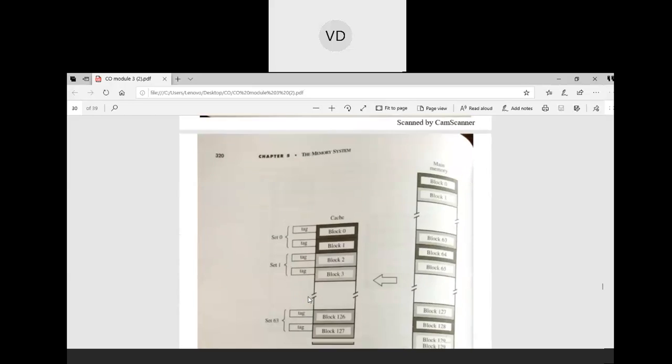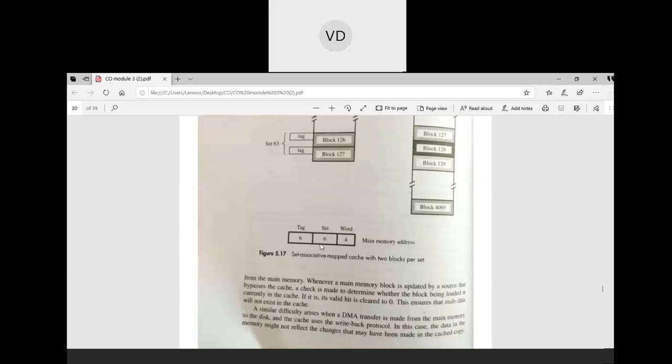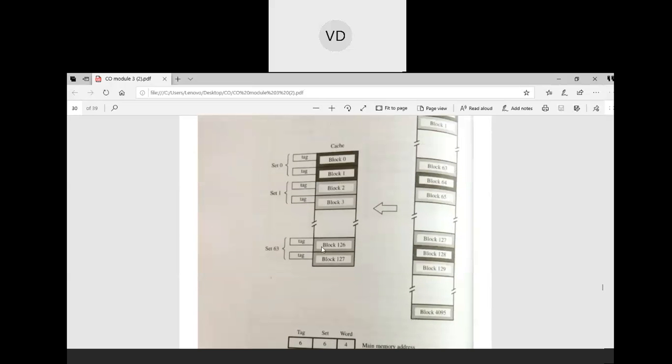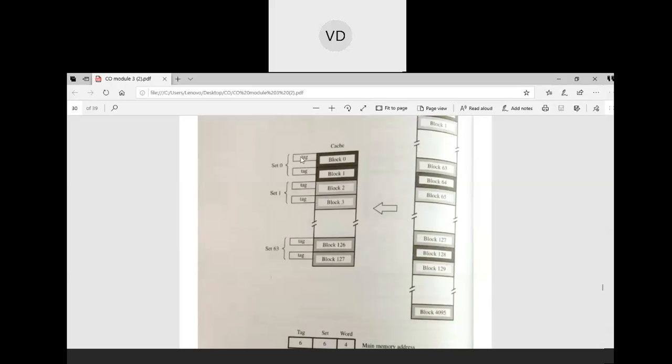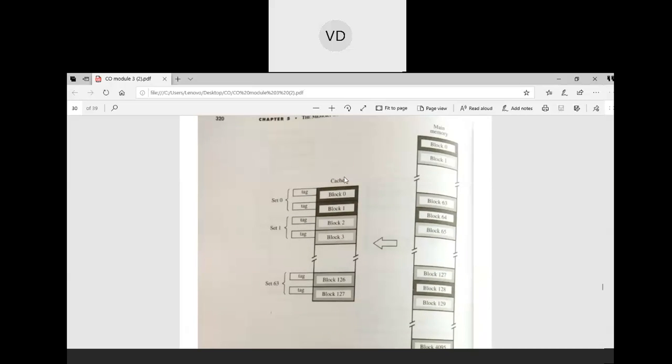This remains the same. Next, 6 bits are used for generating the set number. Out of set 0, set 1, set 2, which set to select? To select that, we use the 6 bits as the set number. Then the higher order 6 bits are used for the tag. So what is this tag? As I already told you, to match the block of the main memory to the cache memory, we match this tag.